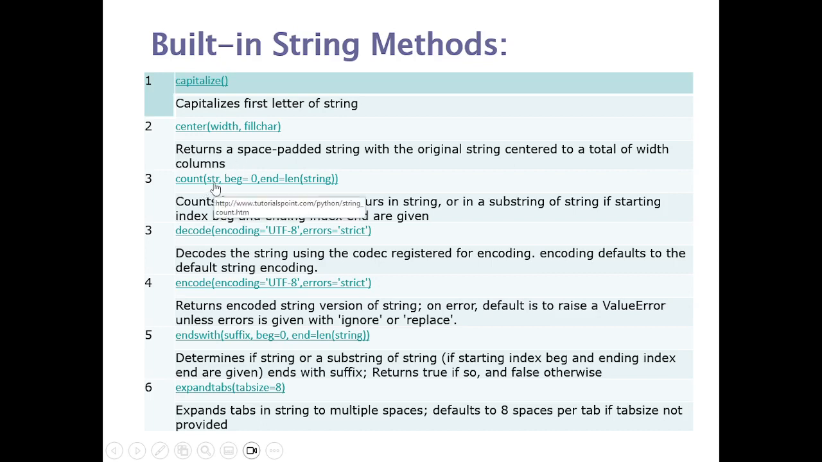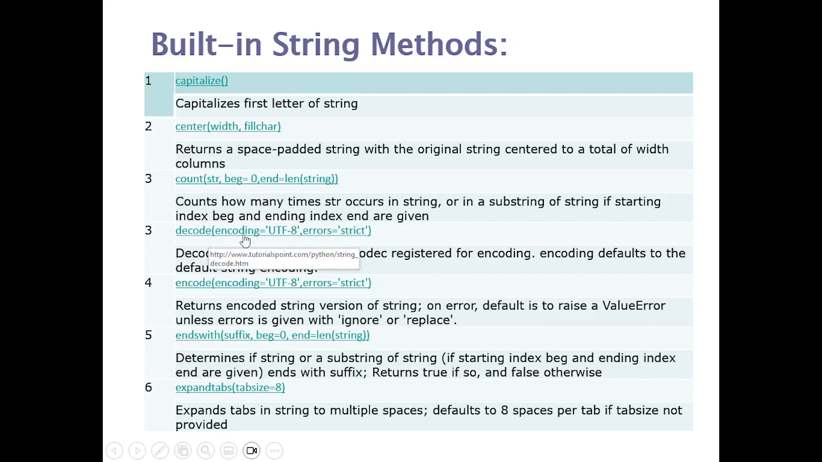Then count. We have the parameters str, beg equals 0, end equals length of the string. It counts how many times str occurs in the string or in a substring of the string if starting index beg and ending index end are given.